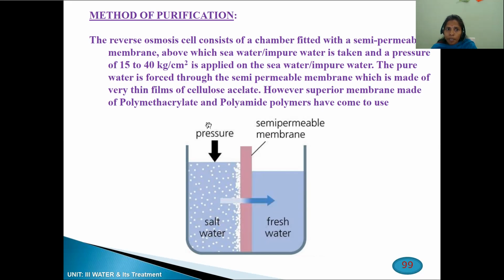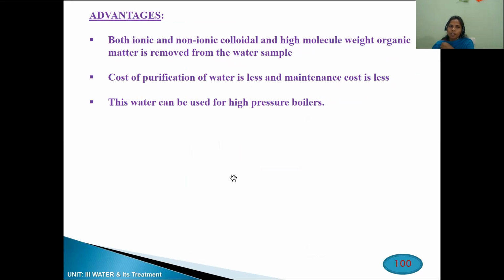However, superior membranes made of polymethacrylate and polyamide polymers have come into use. So these are also used to prepare the semi-permeable membrane. We use cellulose acetate, polymethacrylate or polyamide for preparing the semi-permeable membrane. This is the reverse osmosis process.